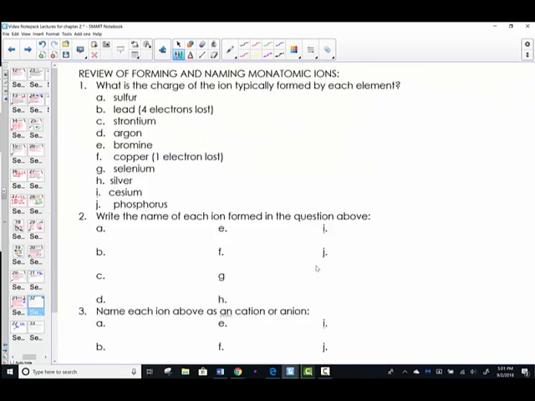Let's practice. What's the charge on the ion typically formed by each of these elements? And this is just a chance to practice the Roman numeral system along with finding the elements with the charges we wrote on the periodic table. You'll probably want to pause, fill this out, and when ready, come back and check your work with me.